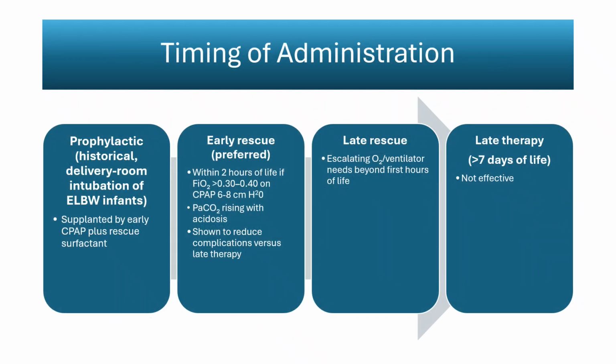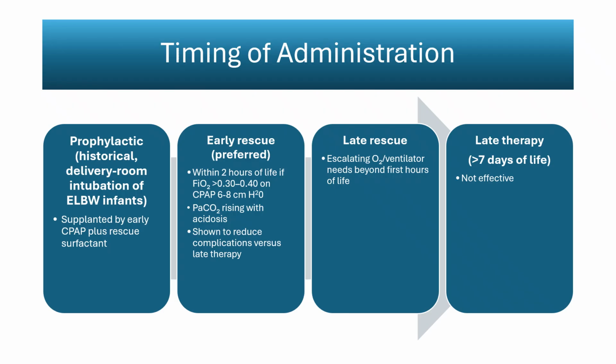The timing of surfactant delivery has evolved with advances in neonatal care. Prophylactic administration in the delivery room, once routine for extremely low birth weight infants, has been supplanted by early continuous positive airway pressure with selective rescue therapy. Early rescue is now preferred, defined as treatment within the first 2 hours of life when oxygen needs exceed 30 to 40% on CPAP or when rising carbon dioxide with acidosis signals inadequate ventilation. Early rescue reduces complications compared with late therapy because alveoli are stabilized before repeated collapse and reopening cause shear injury.